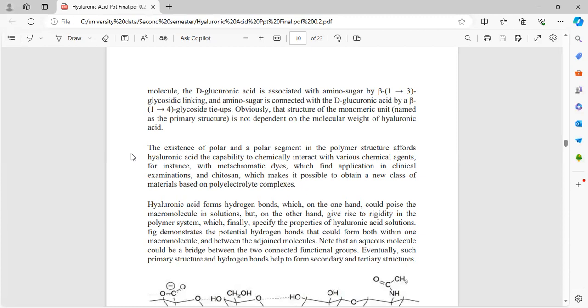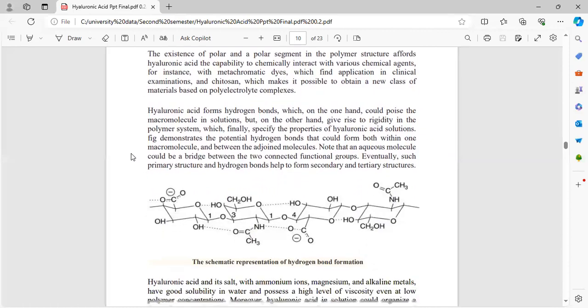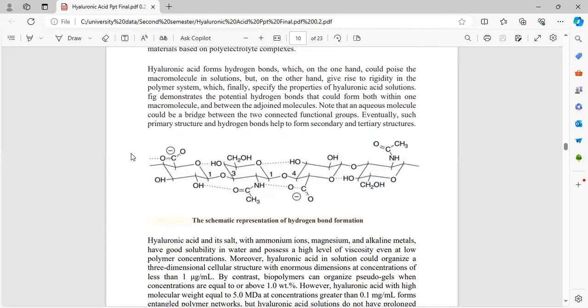Hyaluronic acid forms hydrogen bonds, which on one hand could poise the macromolecular solution, but on the other hand give rise to rigidity in the polymer system, which finally specifies the properties of hyaluronic acid solutions. This demonstrates the potential hydrogen bonds that could form both within one macromolecule and between adjoining molecules. Note that water molecules could be bridged between two connected functional groups. Eventually, such primary substitution and hydrogen bonds form secondary and tertiary structure.